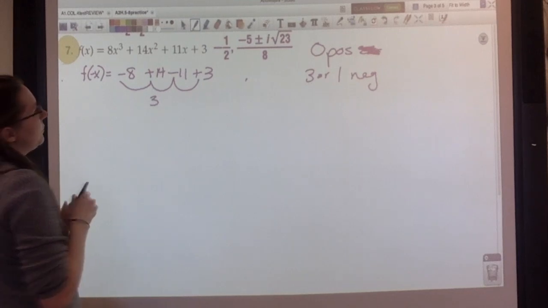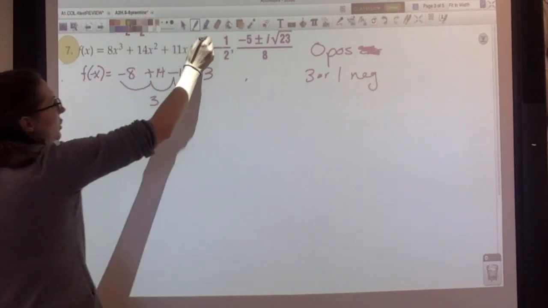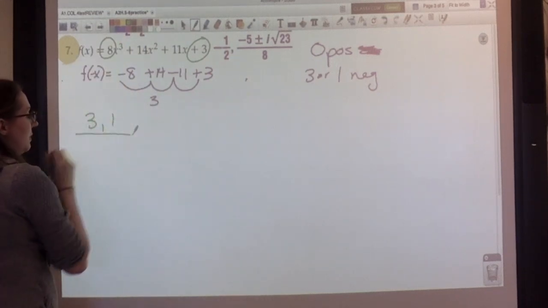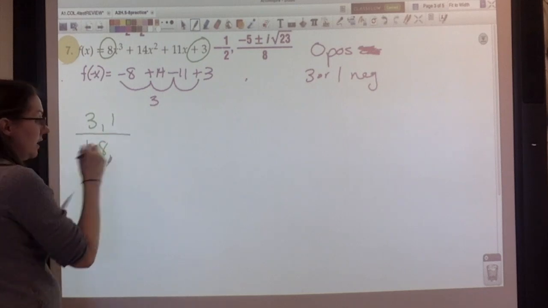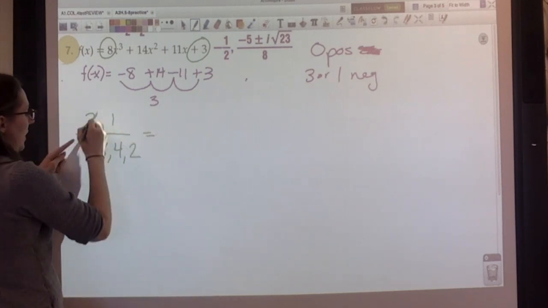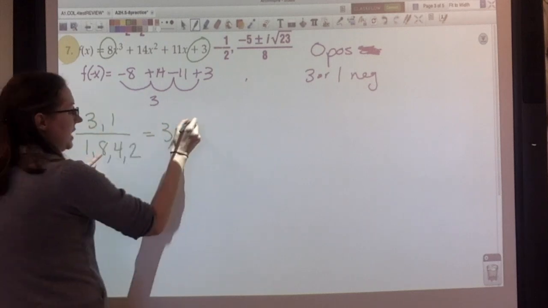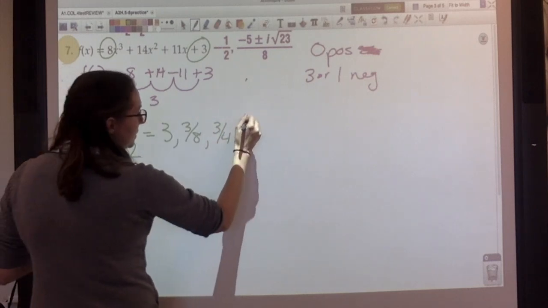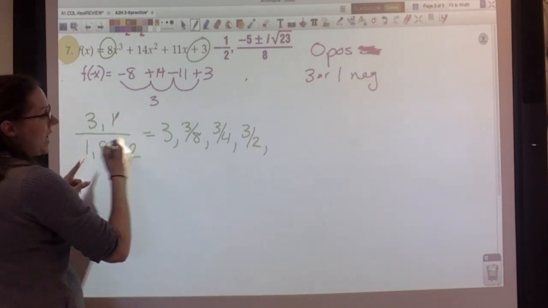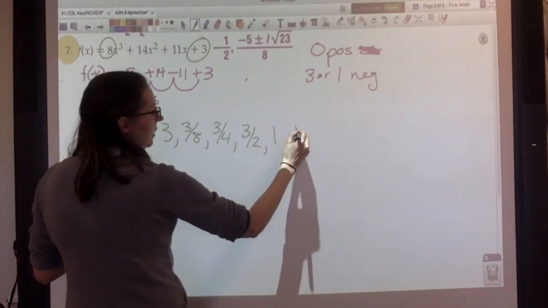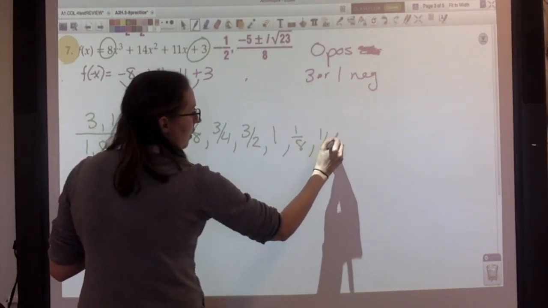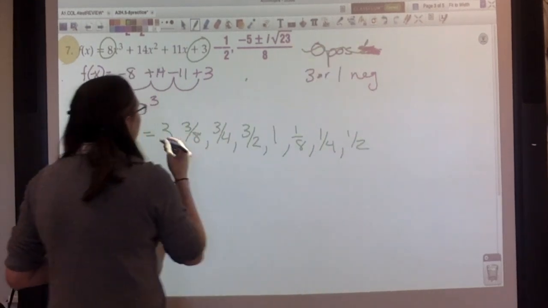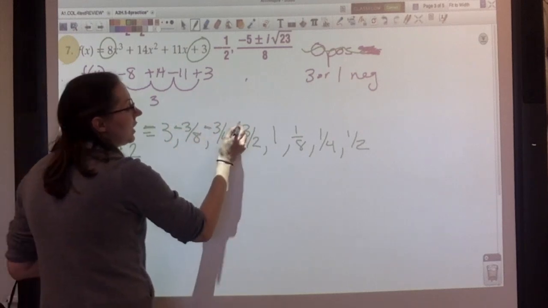So I'm going to do that. Let's do our rational zero theorem. I'm going to look here and here. My factors of 3 are 3 and 1. My factors of 8 are 1, 8, 4, and 2. So I could have 3, 3/8, 3/4, 3 halves, 1, 1/8, 1/4, or 1 half. And I cannot have the plus or minuses of these. I don't care about the positives. Any of these would have to be negative.